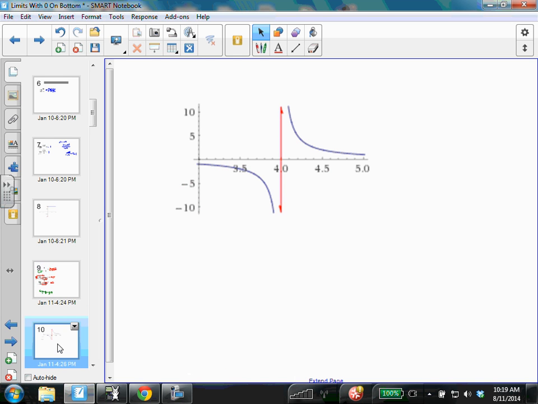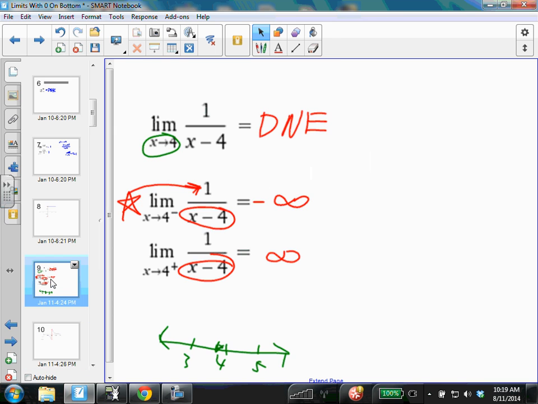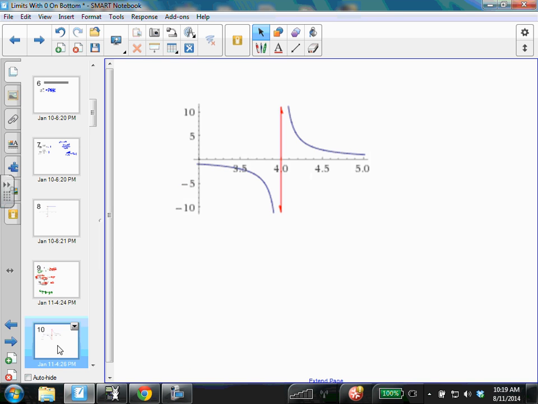And then here's the graph for it. You can see at the x value 4, there's an asymptote. From the left-hand side, it's going down. From the right-hand side, it's going up. And hopefully that's what we said. Yeah, left is negative infinity. Right is positive infinity. Okay?